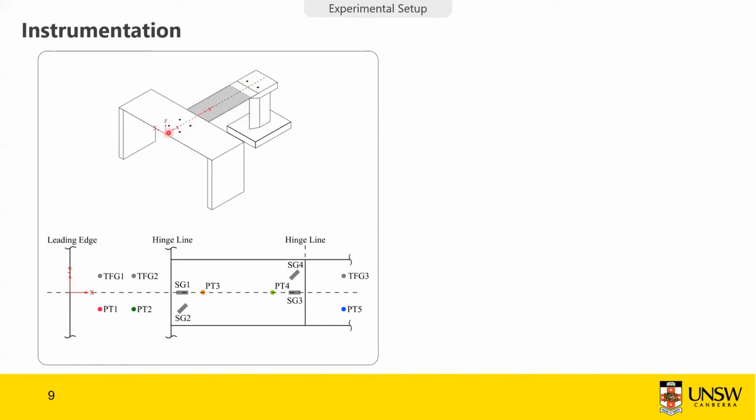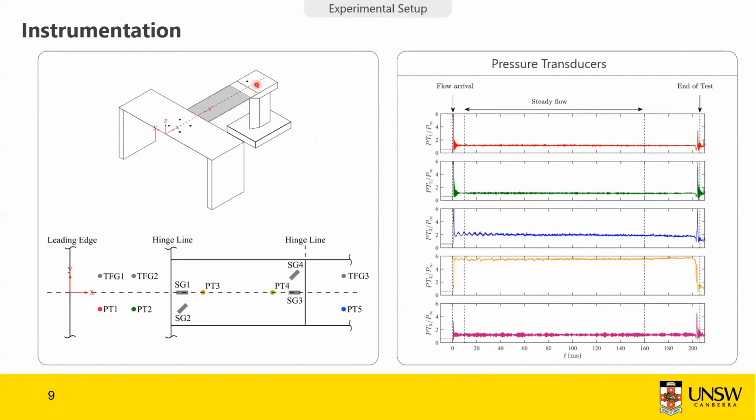Another instrumentation source is a laser profilometer, which spans through the center line of the panel. But for now, let's focus on the pressure transducer response that we obtained. This is all the pressure transducers that we have, PT1, PT2, up to PT5, and this is a rigid panel. From what we see here, the outer dashed lines indicate the flow arrival and the flow shutdown, but the inner dashed lines indicate the portion of the run where we have a steady flow.